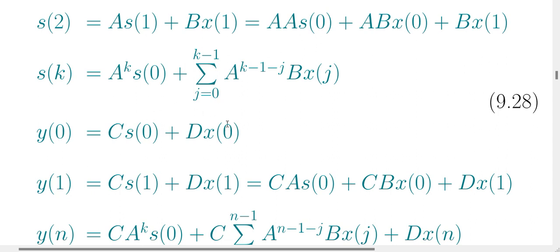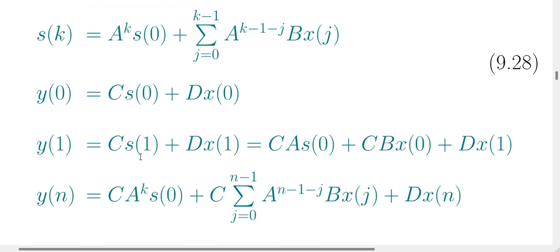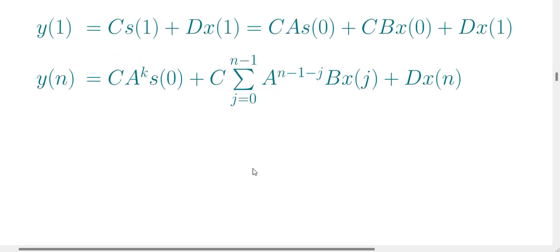Hopefully they should be 0, initial rest. Okay? y[1] is equal to C times S[1] plus D times x[1]. And you see what it will be equal to. y[n] is equal to C times A to the power of n times S[0] plus C times the summation j from 0 up to n minus 1 of A to the power of n minus 1 minus j times capital B times x[j], plus D multiplied by x[n].